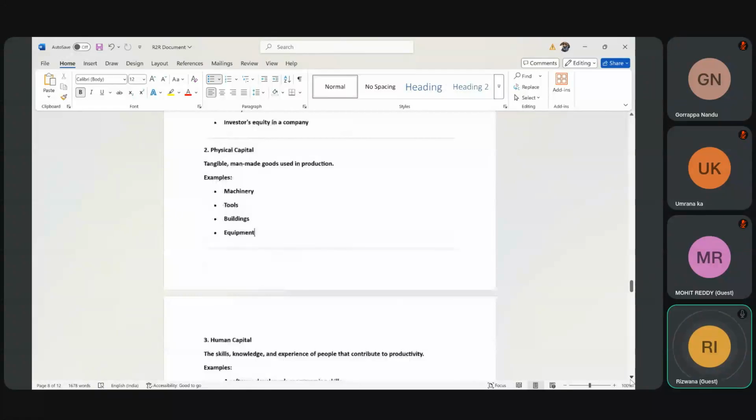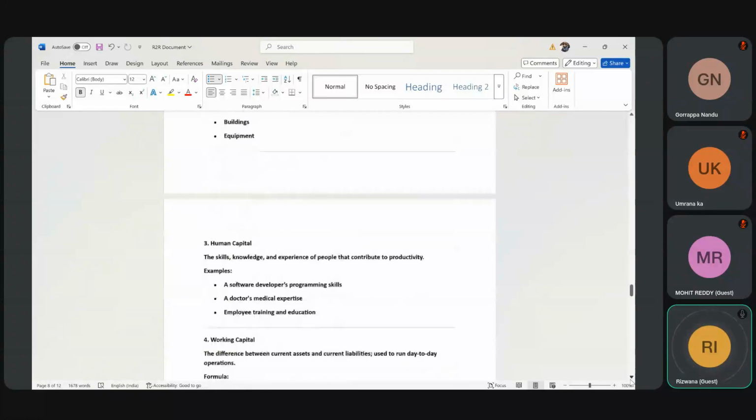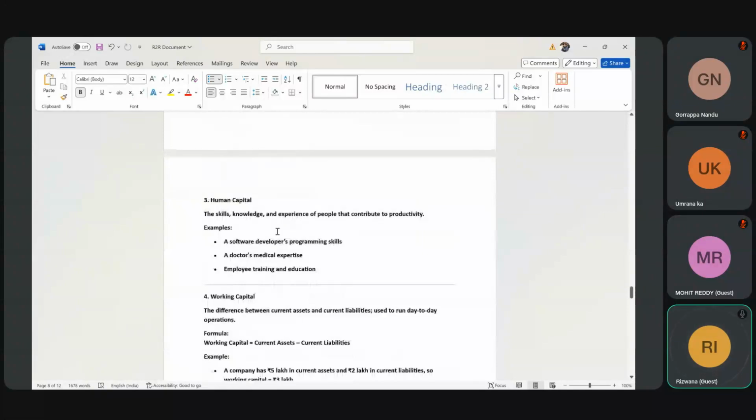Then comes human capital. Human capital is nothing but the employee skills, knowledge, and experience of people that contribute to production, right? You all go to work, so your skill set matters. That is nothing but human capital. So, a software developer's programming skills, a doctor's medical expertise, and employee training and education are all human capital.